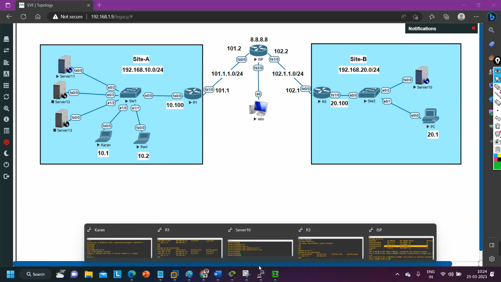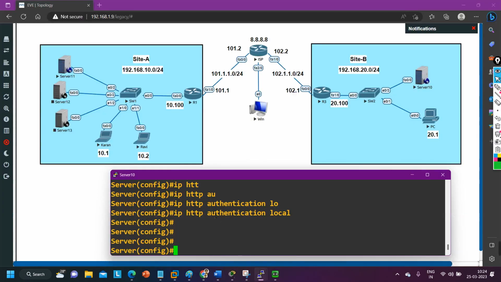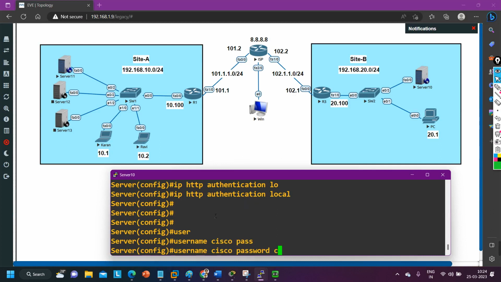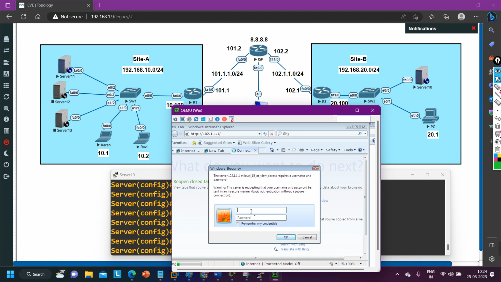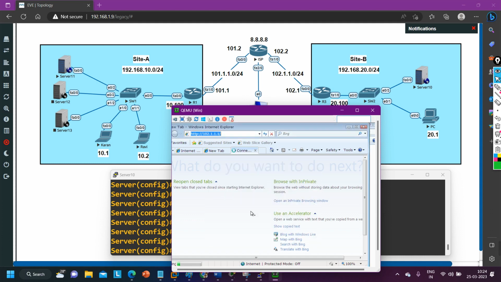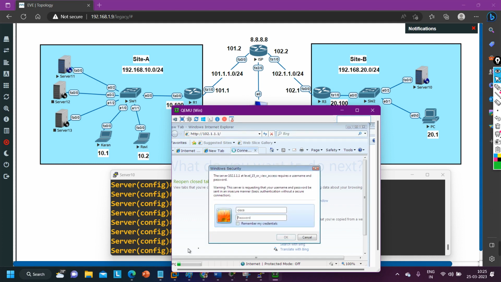On the server I am going to define one username and password. Where is my server? Here it is. Say username is, let's say, cisco, and password is, suppose, cisco123. Okay, now I am going to type the username cisco and password is cisco123.